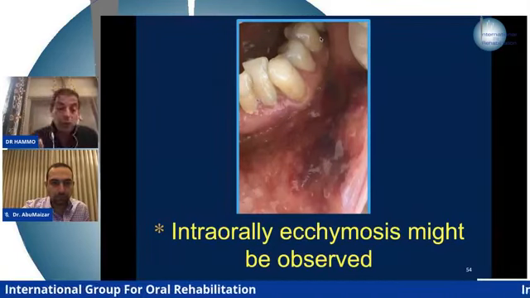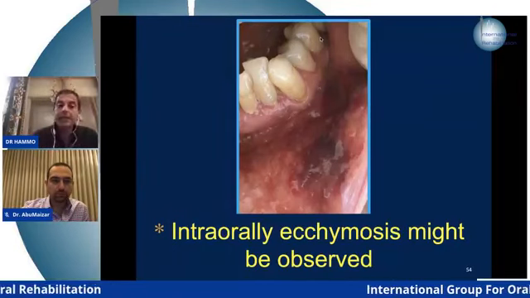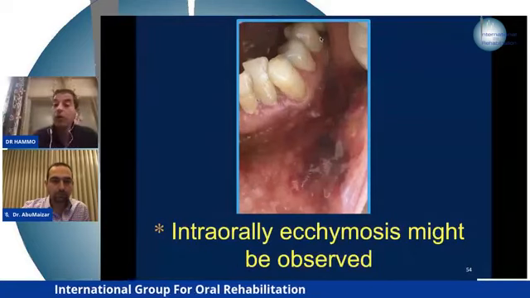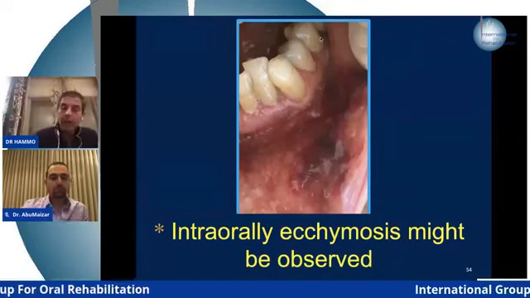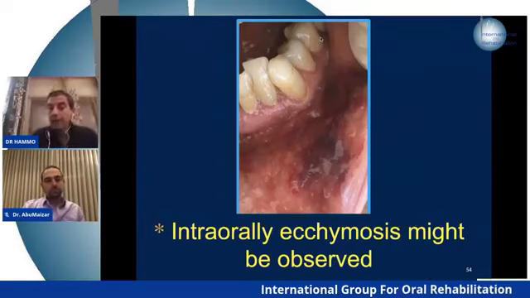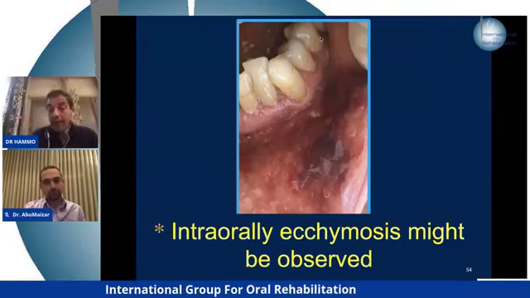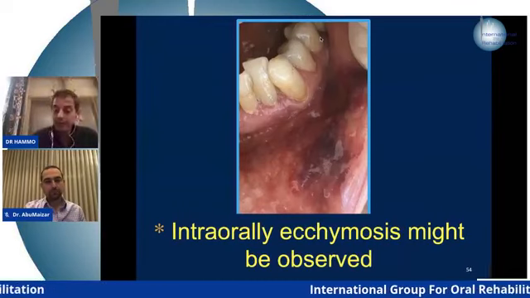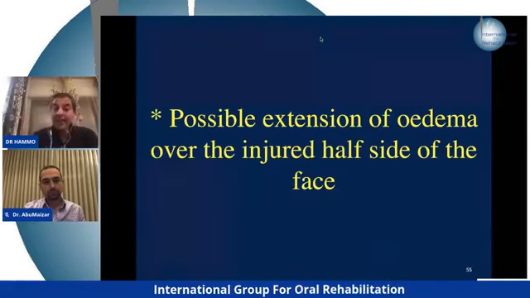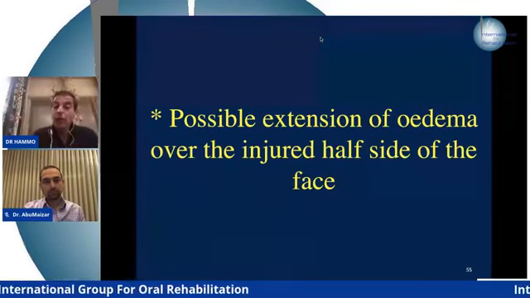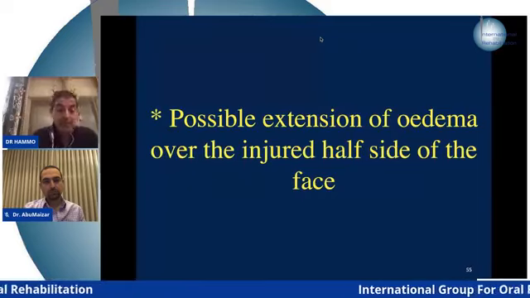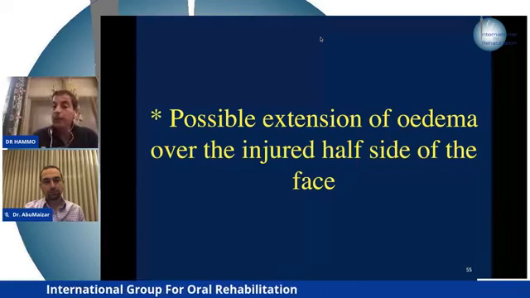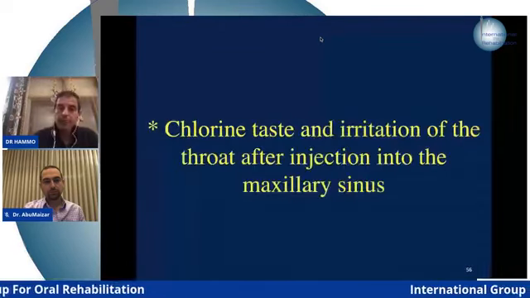All of what I am going to show you today are my cases and my accidents. And of course, we are learning from our errors. So I was irrigating the canine, and all of a sudden profuse hemorrhage occurred from the canine, and you can see the ecchymosis which occurred here. Another thing, possible extension of edema over the injured half side of the face. Sometimes the swelling might spread to half of the face.